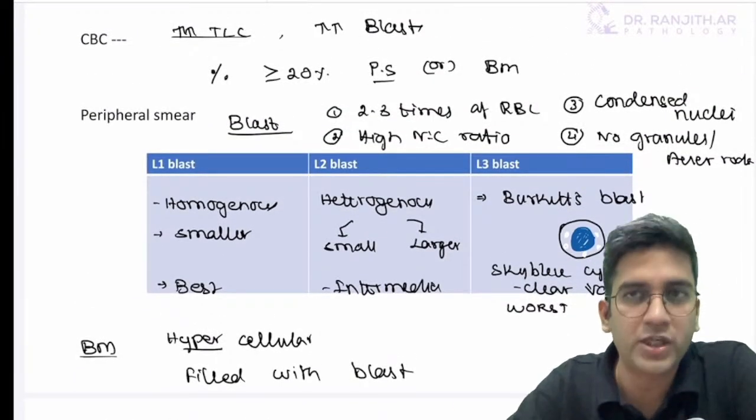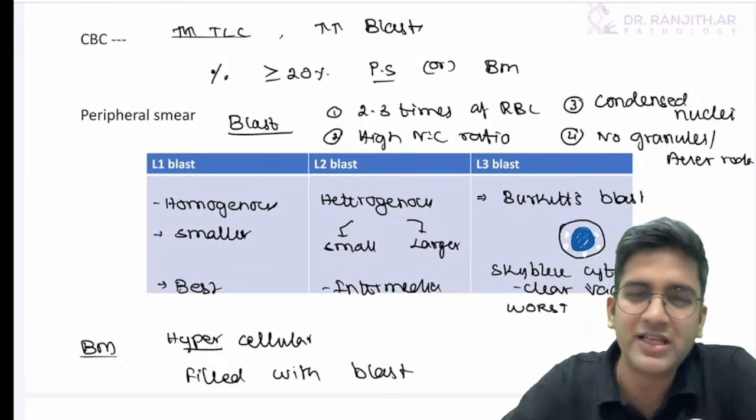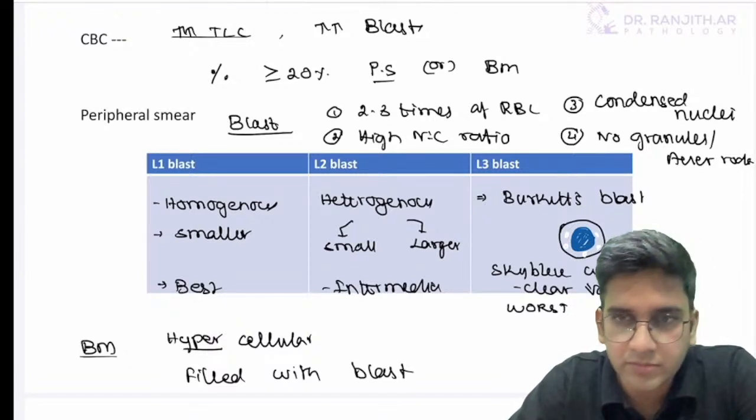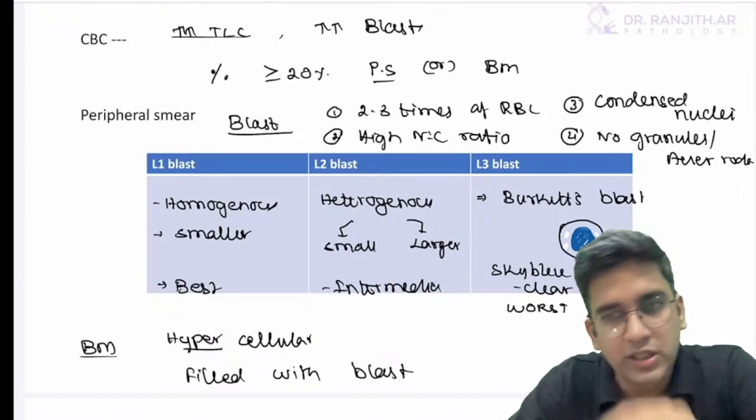How do you confirm any leukemia? Anyone? What do you think is the investigation of choice? Sure, Rahul, I'll do it.